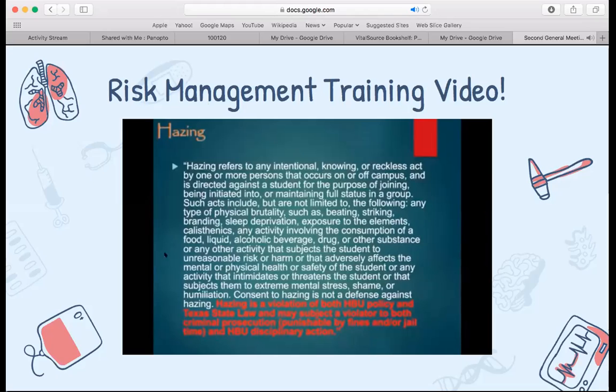substance, or any other activity that subjects a student to unreasonable risk or harm, or that adversely affects the mental or physical health or safety of the student, or any activity that intimidates or threatens the student, or that subjects them to extreme mental stress, shame, or humiliation. So there's a lot of things that can be considered hazing. So if you feel uncomfortable or pressured to do something in your organization by any means, please let me know.